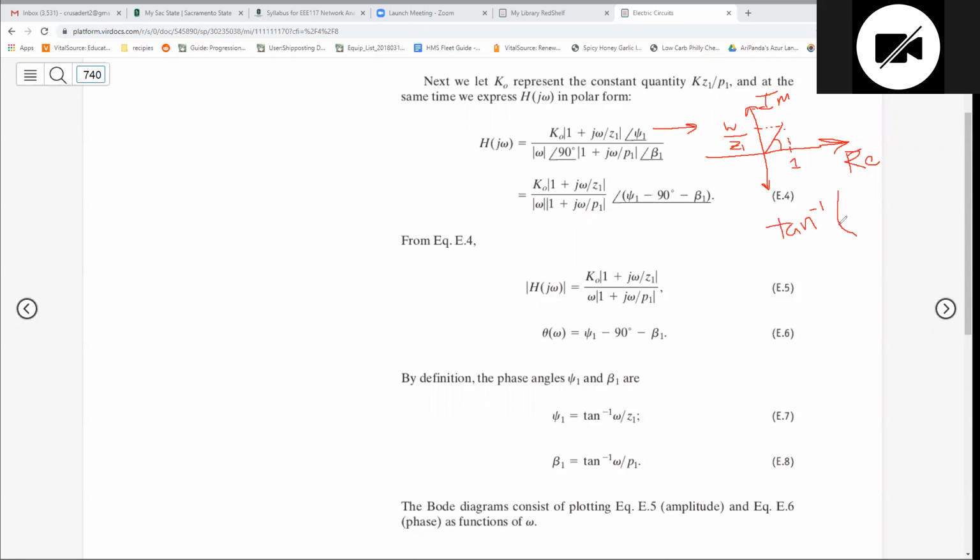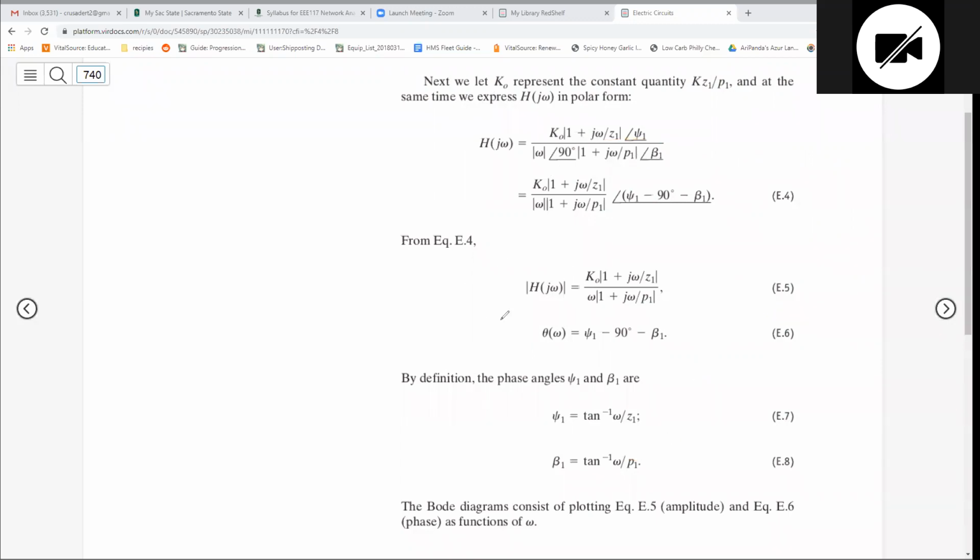How do you do the tangent inverse? You guys remember? It's always imaginary over real. In our case, the imaginary number is ω over z, so it's tangent inverse of ω over z. The 1 is there, so you can just cancel the 1 out. And that's what they have right here. So I just want to explain where tangent inverse ω/z comes from. It's just your basic polar calculations. Same thing for beta right here, except we're using the 1 plus jω/p.